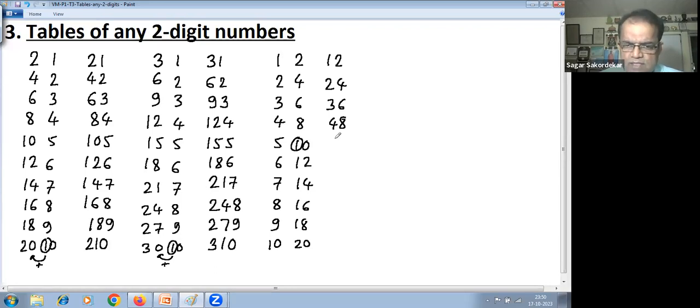5 plus 1, 6, and then the last digit, whatever it is, will come the same here. 6 plus 1, 7, last digit 2. 7 plus 1, 8, last digit 4. 8 plus 1, 9, 6. 9 plus 1, 10, and the last digit here is 8. And 10 plus 2, 12, and the last digit is 0.